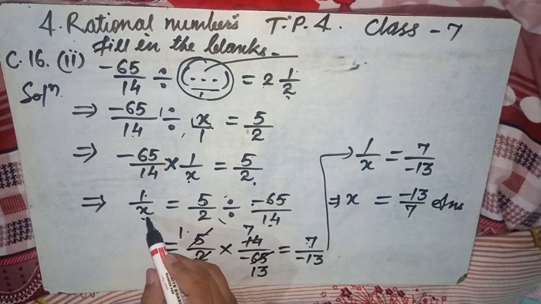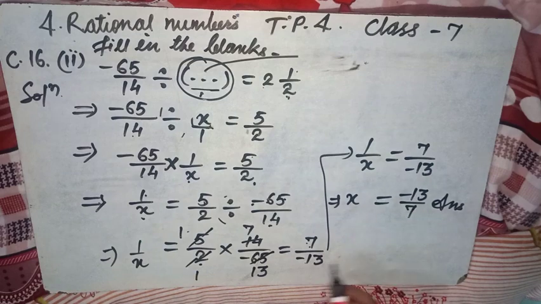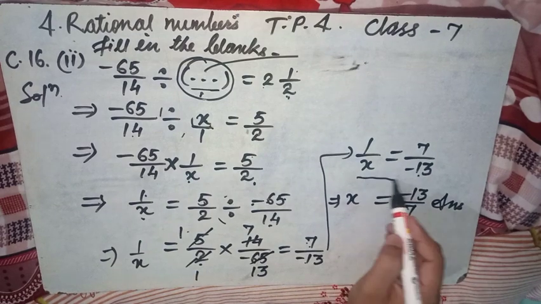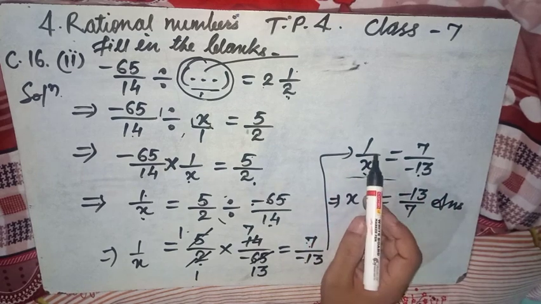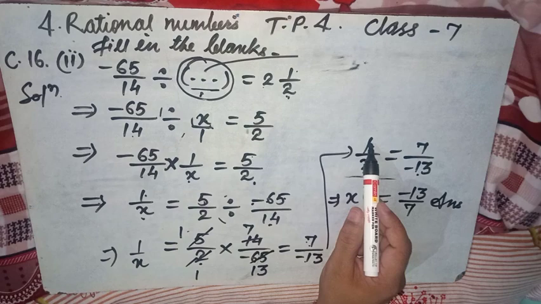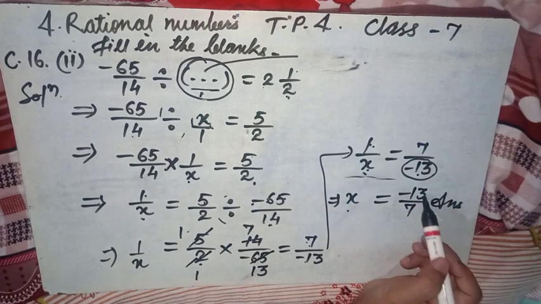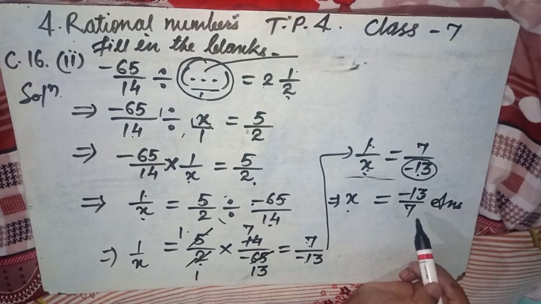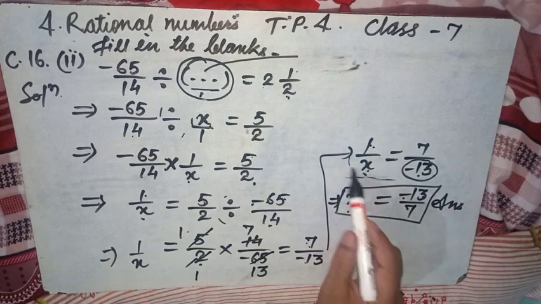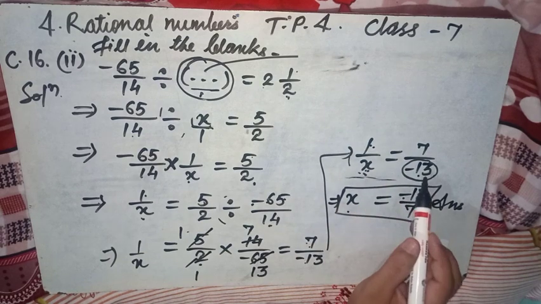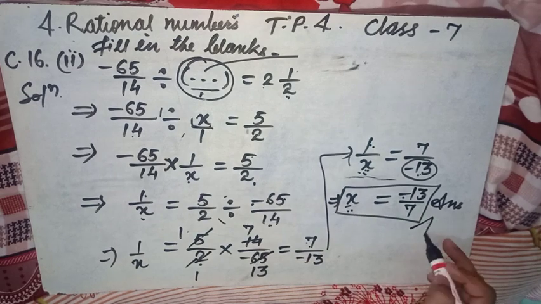Now here 1 by x is equal to 7 by minus 13. Now invertendo, that means taking the inverse on both sides, meaning denominator goes to numerator and numerator comes to denominator. Here the denominator goes up, meaning numerator, and this comes downward, that means minus 13 by 7. This is your answer. If we change the left hand side, this is up, this is down, it will also change up and down. That means x is equal to minus 13 by 7. Here 1 is hidden. Okay, this is your answer. I hope you will understand.